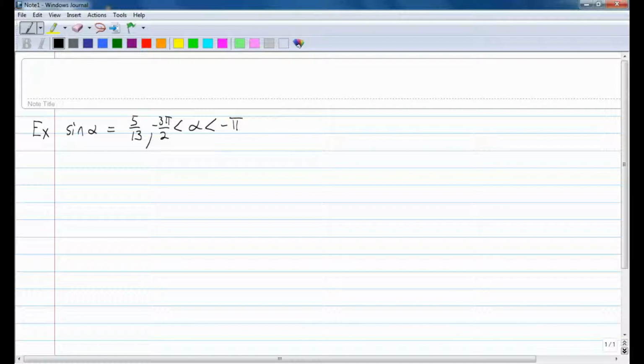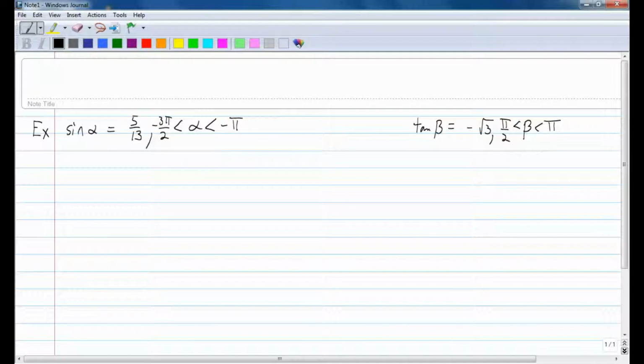And we're also given that the tangent of beta is equal to negative square root of 3, where beta is greater than pi over 2 and less than pi. So we're going to work out the sum and difference of sine and cosine, and then we're going to do the sum for cosine, and we're going to do the difference for tangent.